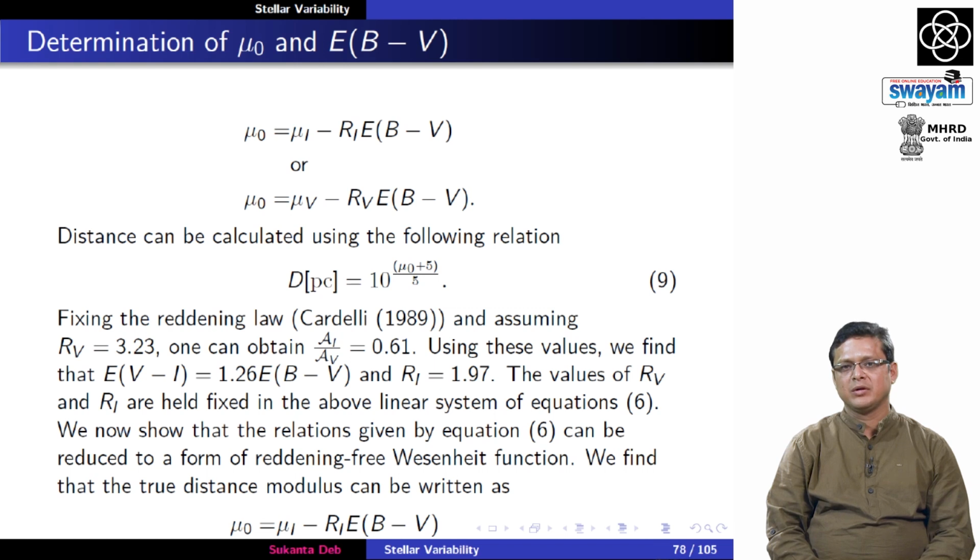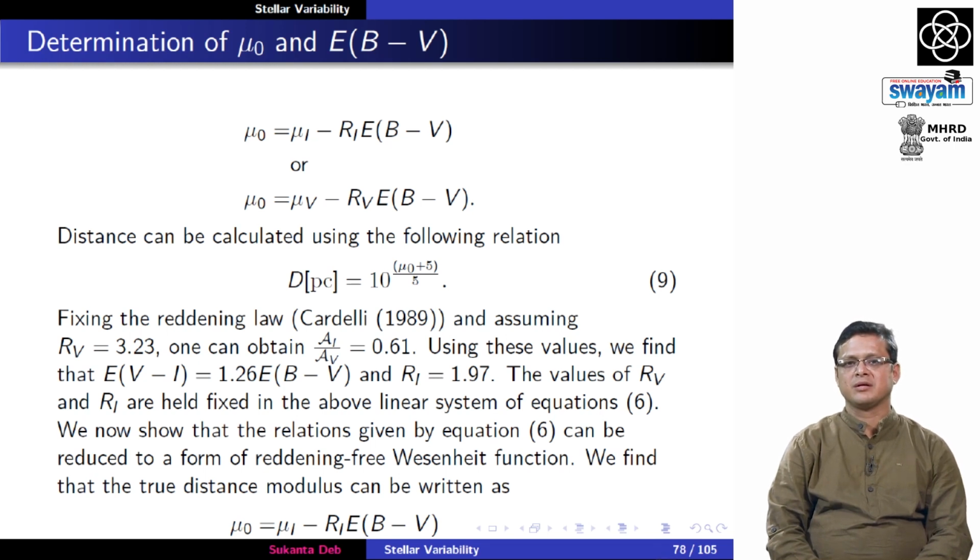Fixing the reddening law, namely the Cardelli reddening law, and assuming RB is equal to 3.23, one can calculate AI divided by AB is equal to 0.61. Using this value, we find that E(V−I) is equal to 1.26 E(B−V), and RI is equal to 1.97. The values of RB and RI are held fixed in the above linear system of equations.